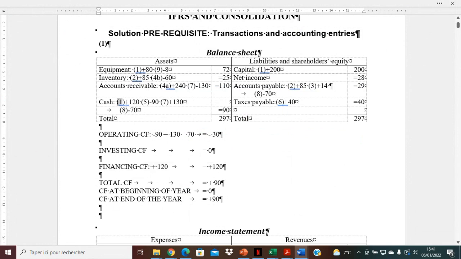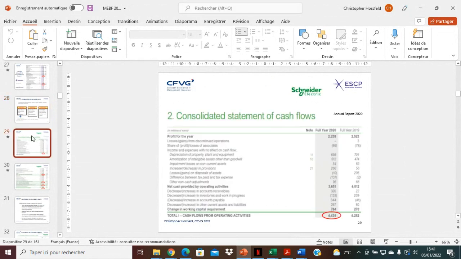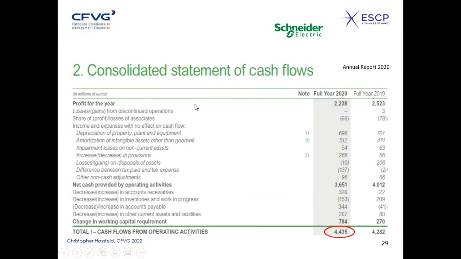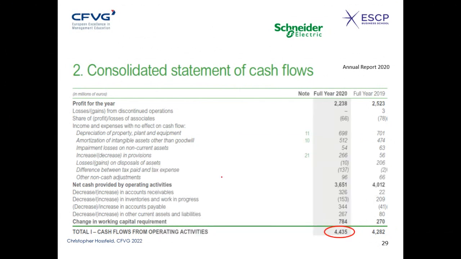You see, I take the cash inflows and cash outflows for operating cash flows, and I present the result. This here basically is the direct method. That's what I did here. So money from clients minus money to suppliers. However, if I look at the cash flow statement of Schneider, for example, and operating cash flow here, we see they're not saying money from clients minus money to suppliers.